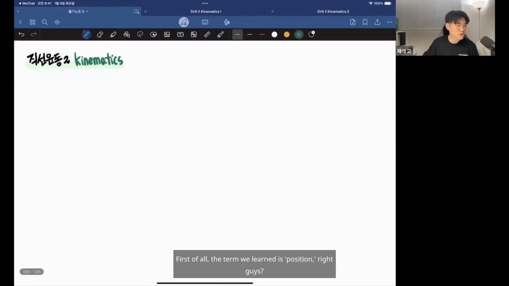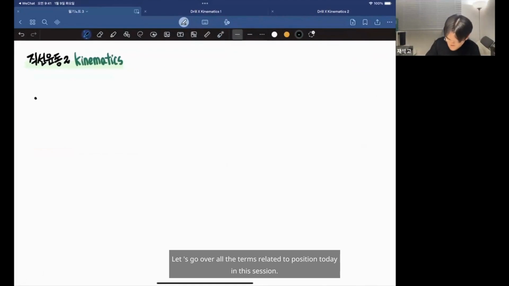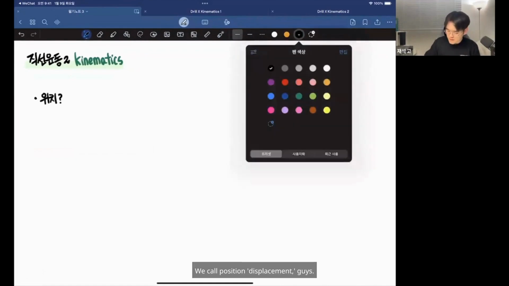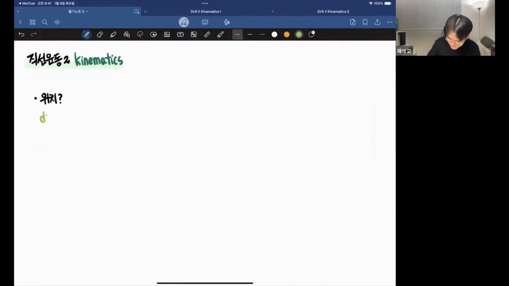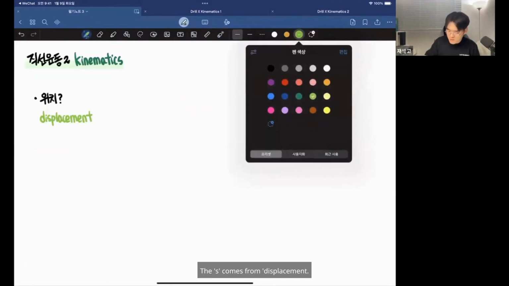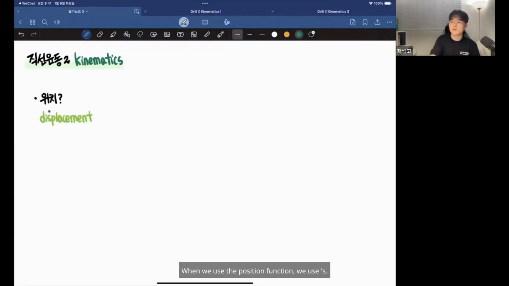First of all, the term we learned is position, right, guys? Let's go over all the terms related to position today in this session. Position. We call position displacement, guys. When we talk about displacement, we use the position function, which we denote as s. The s comes from displacement. When we use the position function, we use s.